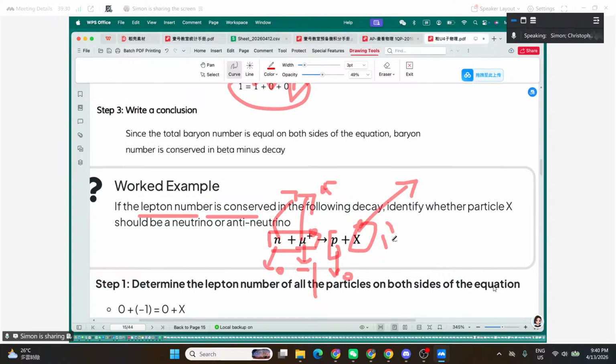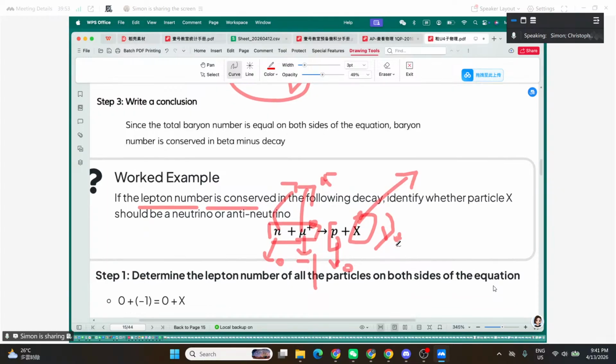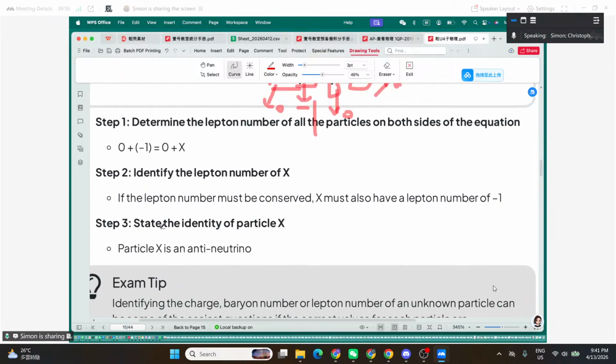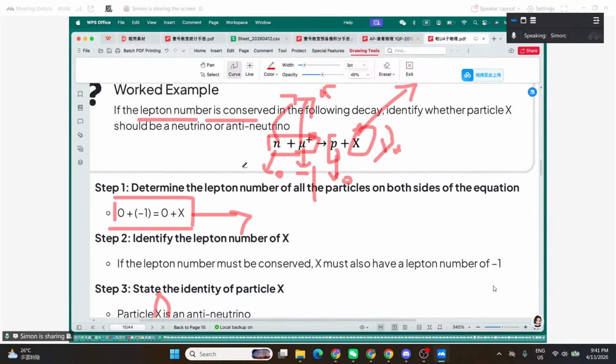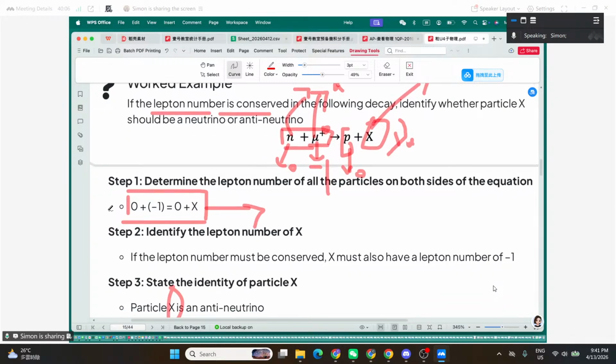Okay, and the muon neutrino, is X the anti-neutrino or non anti-neutrino? Be anti. Okay, and then we use the equation to verify whether the equation conserves lepton number or not. Understand? This is the process.